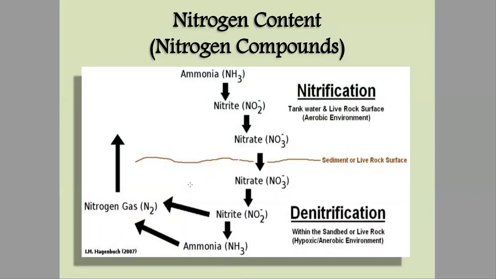Now we have nitrogen compounds. Ammonia, that is NH3, and nitrite, that is NO2, which is only produced when there is incomplete decomposition. Otherwise, it will form nitrate, that is NO3 minus. And all of them liberate nitrogen gas.